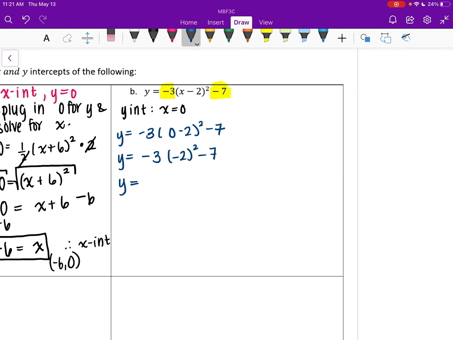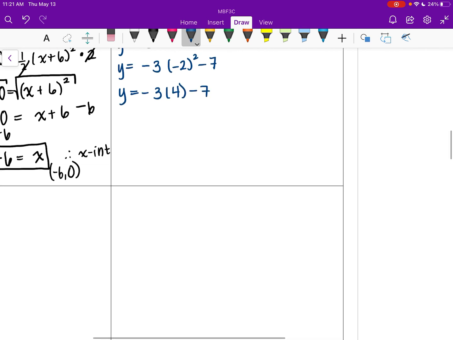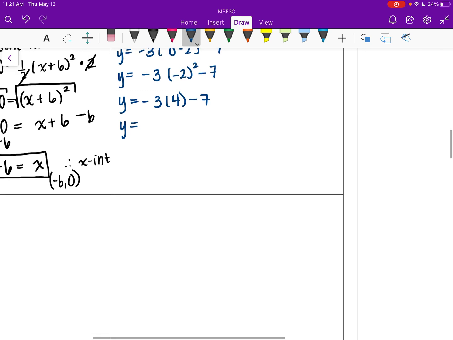So then we're going to do our squared now. Negative 2 squared is positive 4, minus 7, right? We're just making sure we're using BEDMAS. Then you got to do multiplication. So we did brackets, exponents, multiplication. So we have negative 12 minus 7. Y equals negative 12 minus 7, which I know is negative 19. So I know that the y-intercept is x equal to 0, y equal to negative 19.